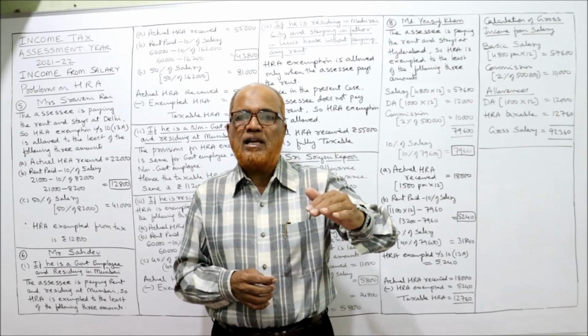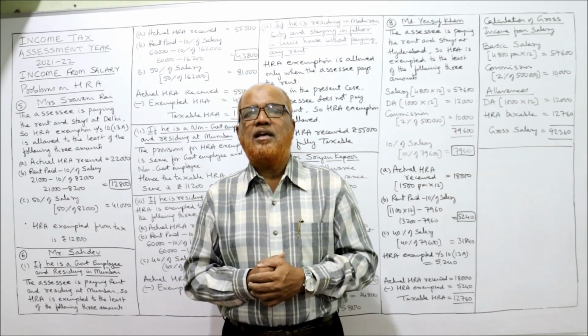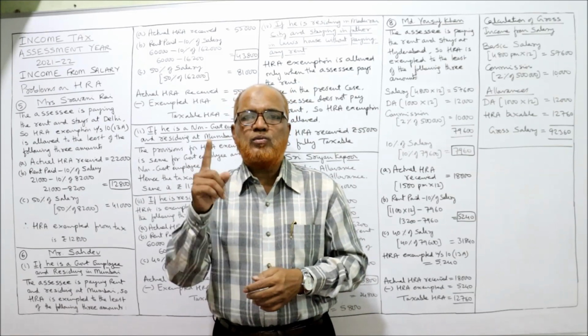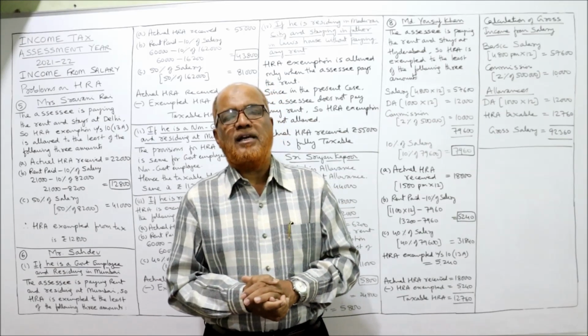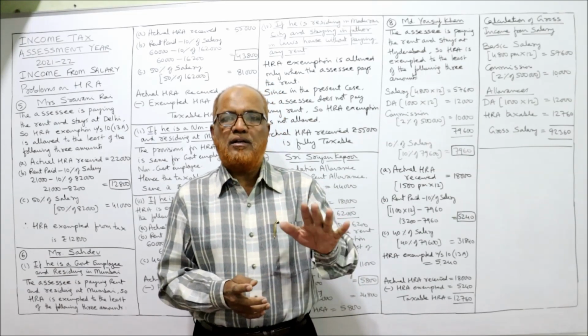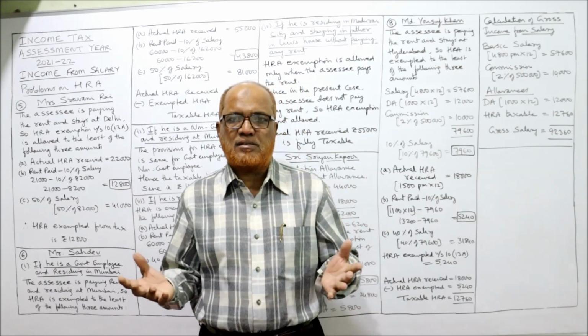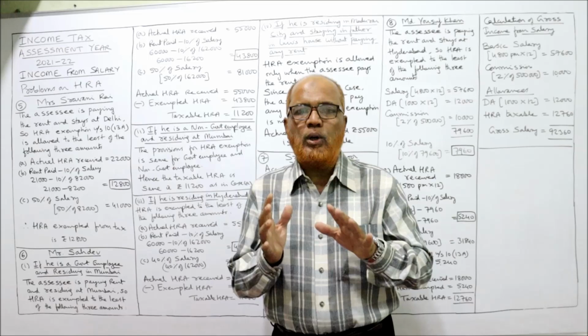If the assessee is living in other towns other than these 4 cities, then instead of 50%, take 40%. First, actual HRA received. Second, rent paid minus 10% of salary. Third, 40% of salary for other towns. That's it. And salary means basic pay only.